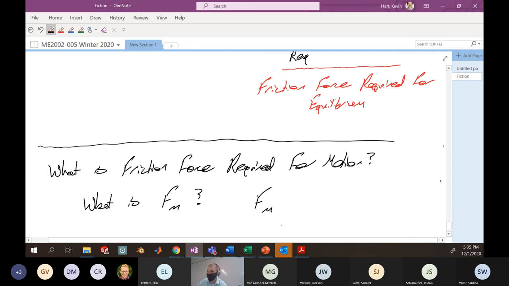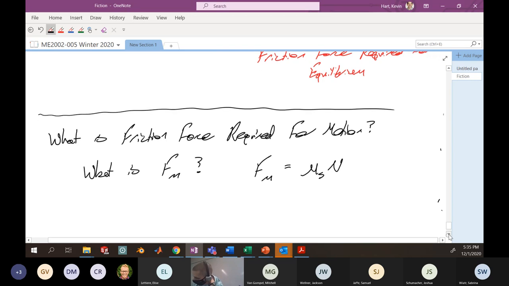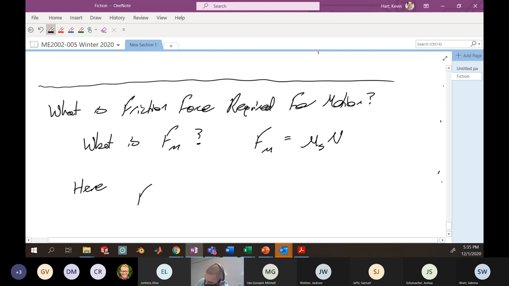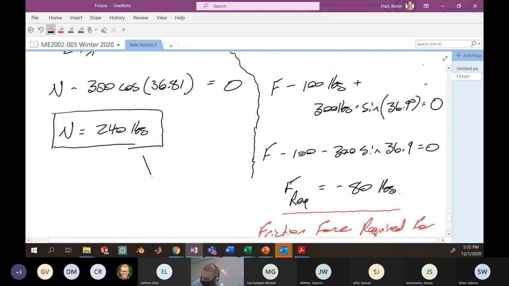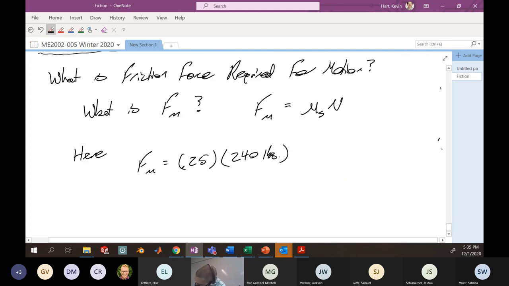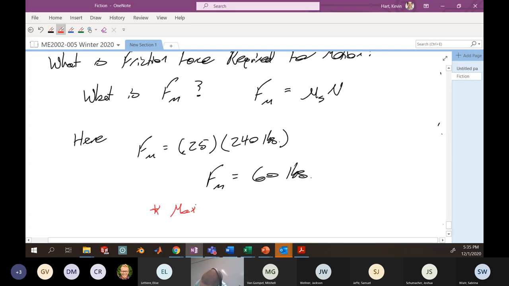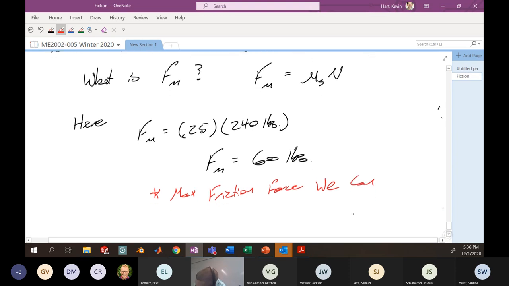Remember, the maximum friction force that we can handle before we start moving is mu sub s times the normal force. That would be the maximum friction that we can handle before it starts moving. So here, F_m is mu sub s, which you were given in the problem, 0.25, times the normal force, which we calculated above from our analysis in the normal direction, 240 pounds. So 1/4 of 240 is 60. This here is the max friction force we can handle before motion.